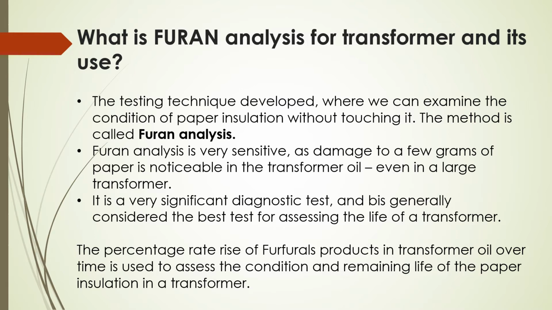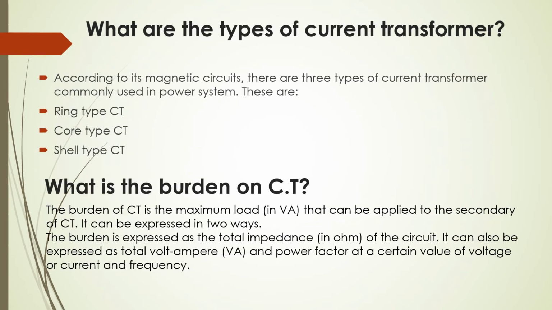It is a very significant diagnostic test and is generally considered the best test for assessing the life of a transformer. The percentage rate rise of furanic products in the transformer oil over time is used to assess the condition and remaining life of the paper insulation in a transformer. What are the types of current transformers?